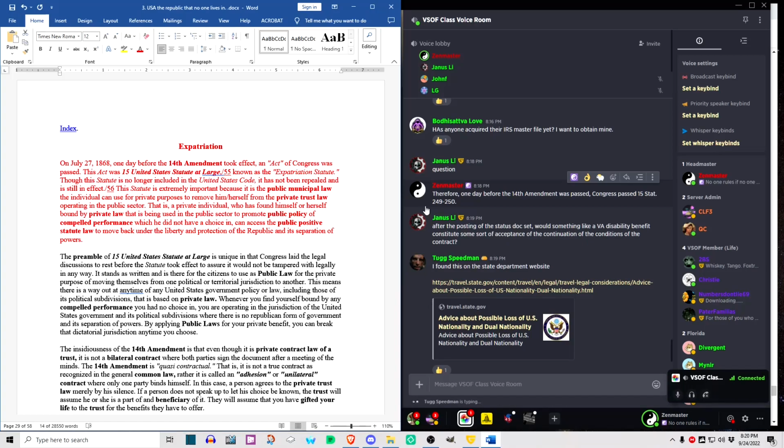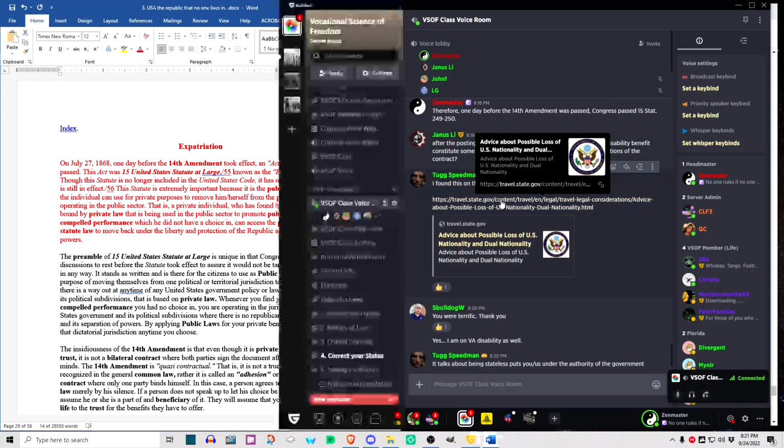Because even if you correct your status under the 14th Amendment, you say, look, I'm not a citizen of the United States. I'm a de jure state citizen, so on and so forth. That contract that they have to pay you for is still in full force and effect. But your status itself would be changed. So that would be how it works.